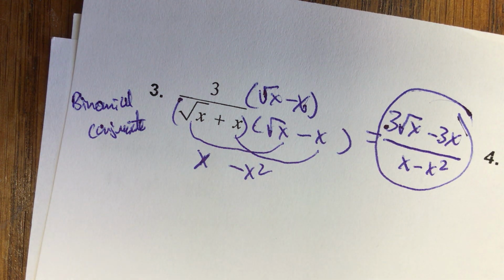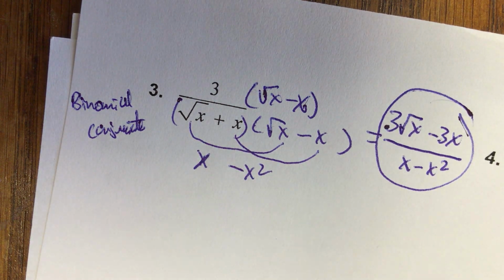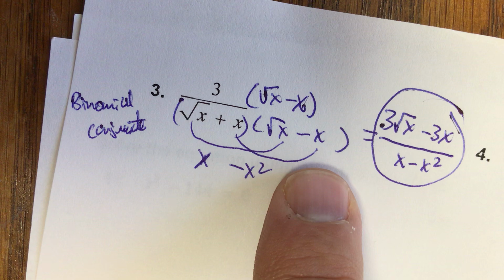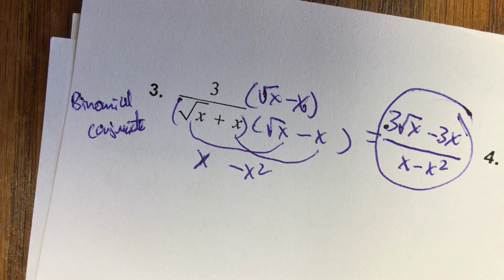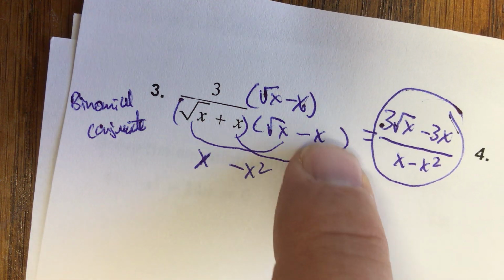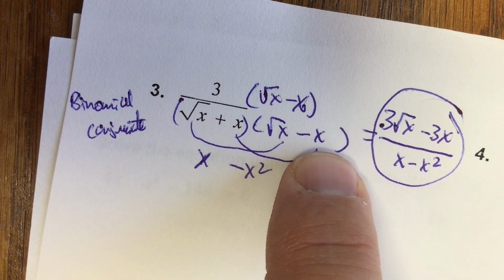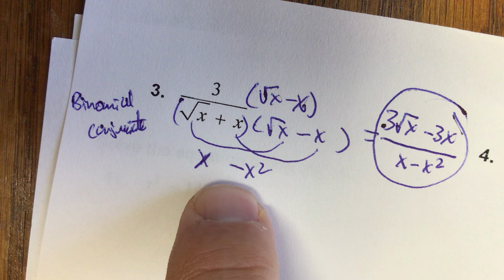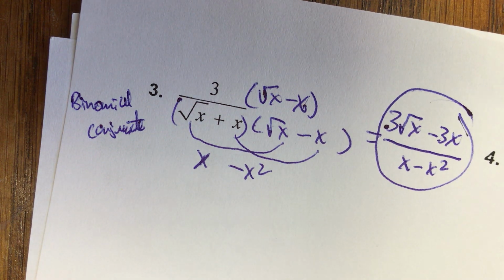So multiplying it to the bottom is pretty easy. What's the square root of x times square root of x? x. And then the inside and outside terms are going to cancel. That's why I'm multiplying by a conjugate. So I just have to multiply the last terms, the x times the negative x. What is x times negative x? Positive times a negative is a negative x squared.